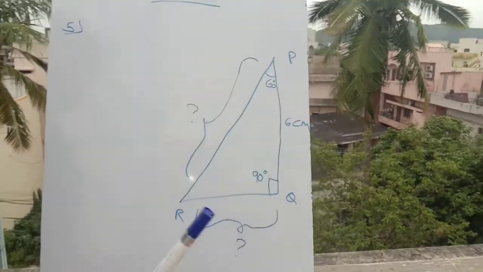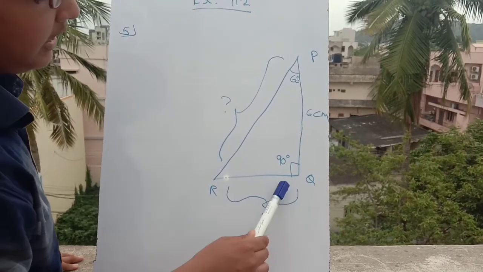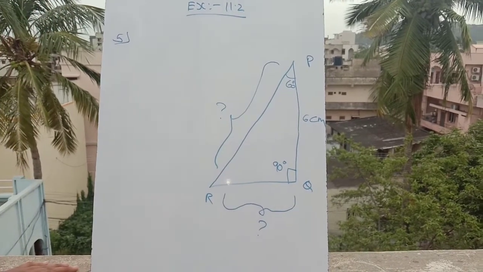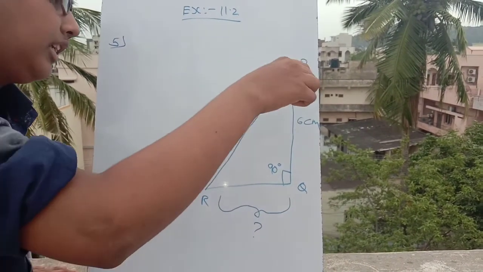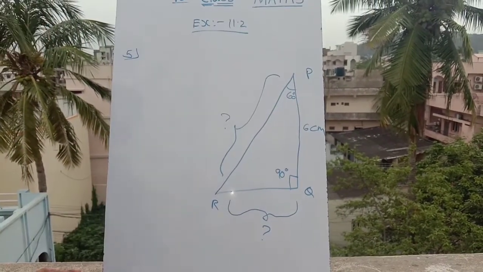So friends, now we are going to discuss our fifth sum. In the fifth sum, it is given that triangle PQR has its right angle at Q, so 90 degrees is at Q. It is also given that the length of PQ is equal to 6 centimeters. We need to find the length of PR and also QR.